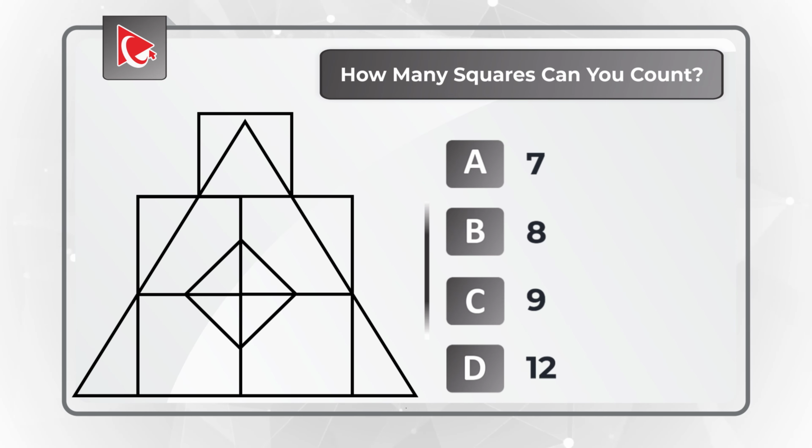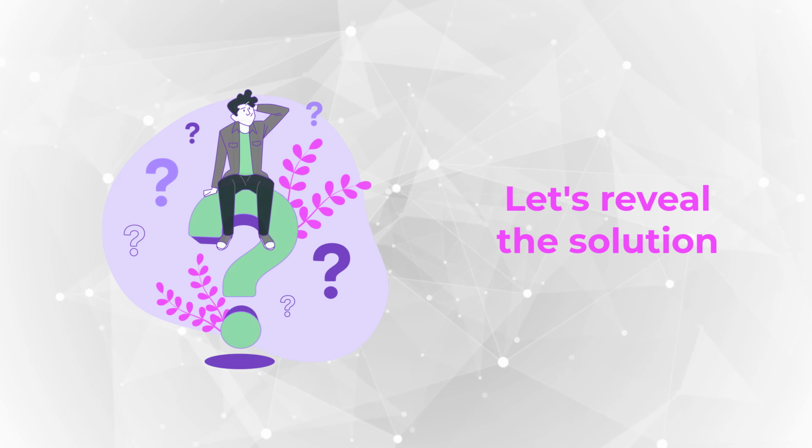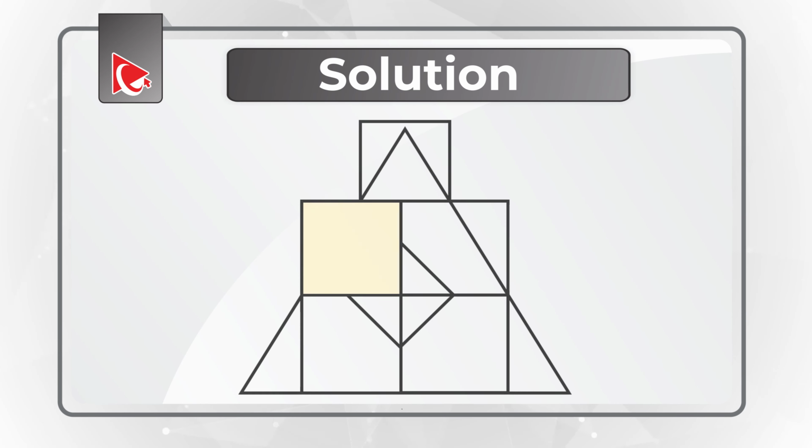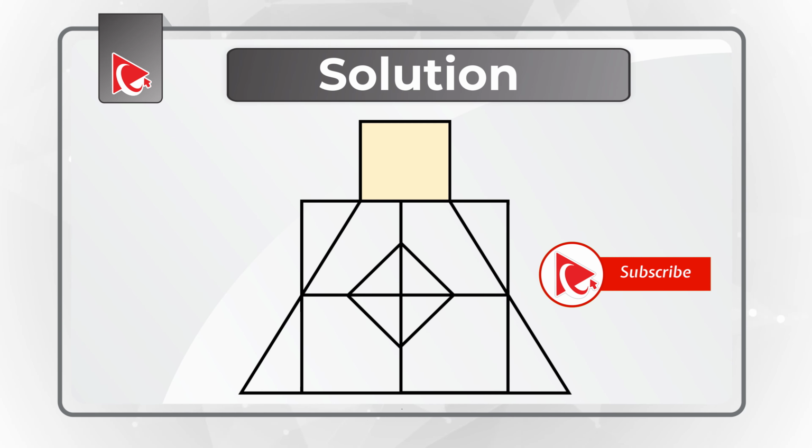Give yourself a little bit of time, maybe pause this video to see if you can come up with the solution. I counted 7 squares, so my answer is choice A. Let me show them all to you. 1, 2, 3, 4, 5, 6, and 7.